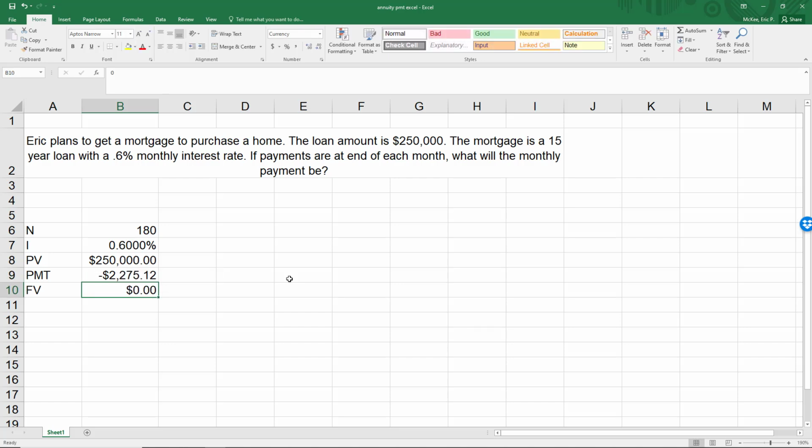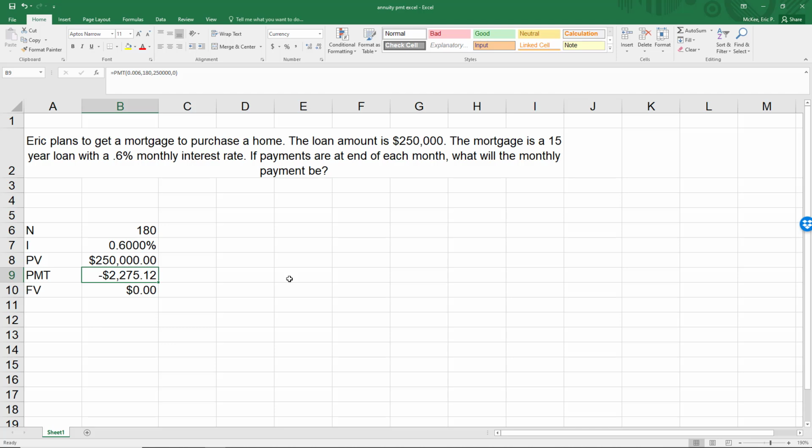Close parentheses, hit enter. And I'm going to be paying $2,275 every month as the mortgage payment, paying down interest and principal on that loan. And that is our answer.